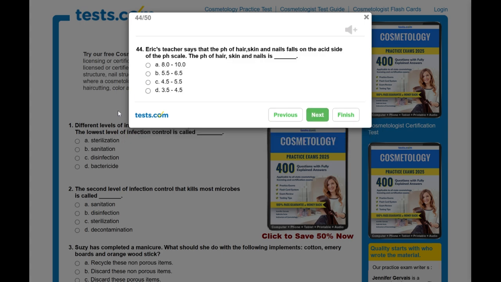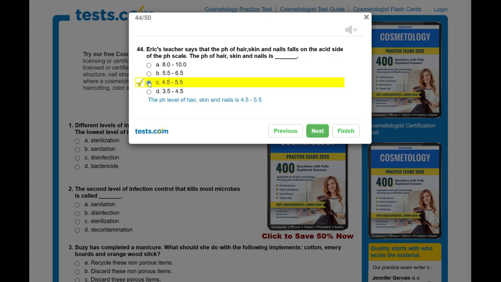Question 44. Eric's teacher says that the pH of hair, skin, and nails falls on the acid side of the pH scale. The pH of hair, skin, and nails is A. 8 to 10, B. 5.5 to 6.5, C. 4.5 to 5.5, D. 3.5 to 4.5. C. 4.5 to 5.5. The pH level of hair, skin, and nails is 4.5 to 5.5.